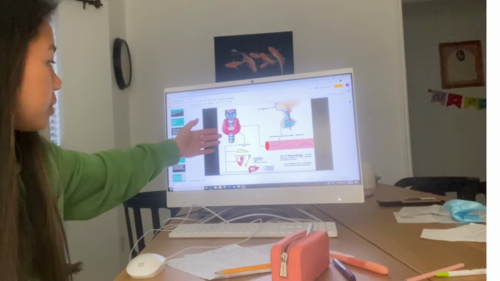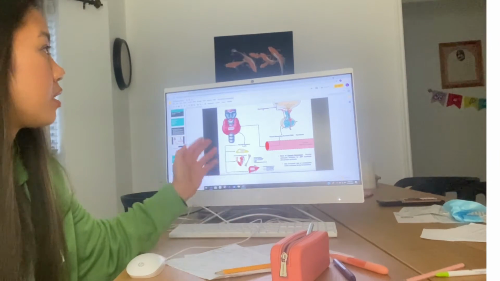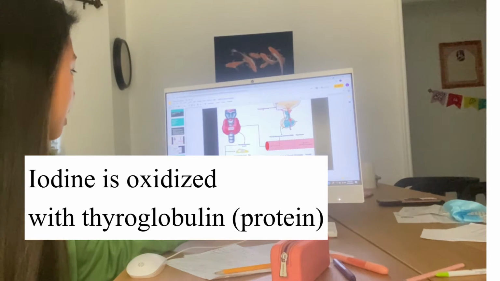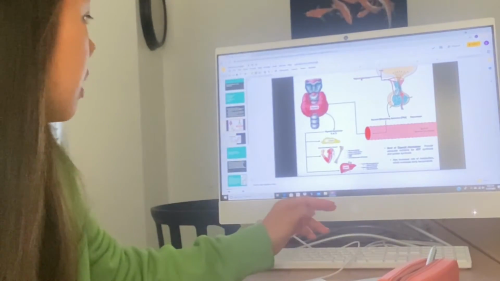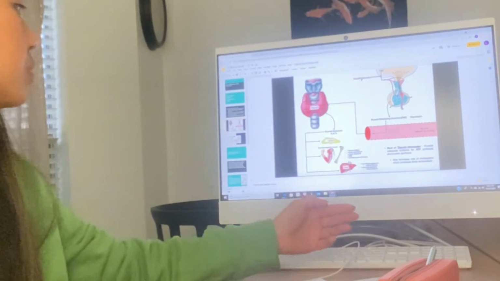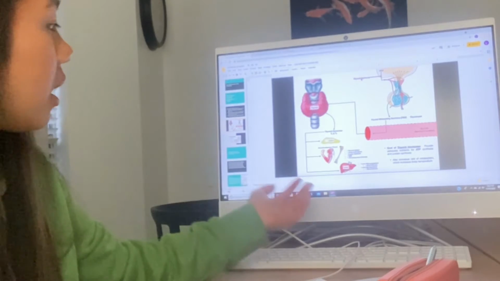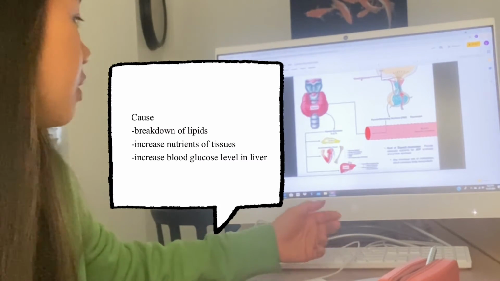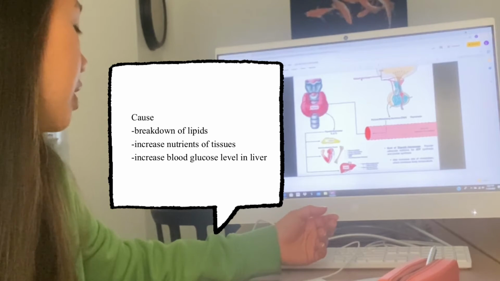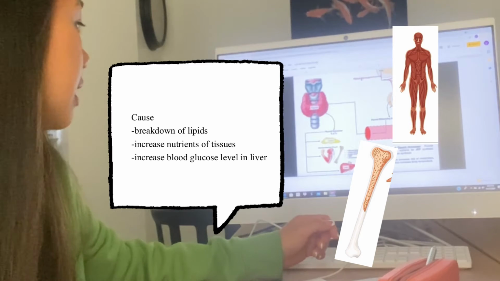Then in the thyroid gland, during digestion, thyroglobulin, which is a type of protein, and iodine is oxidized to create thyroid hormones, which is T3 and T4, which then cause the breakdown of fat or lipids. It also increases nutrients to tissues such as muscle cells and skeletal cells.